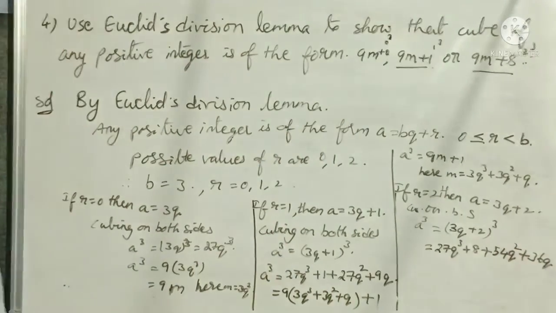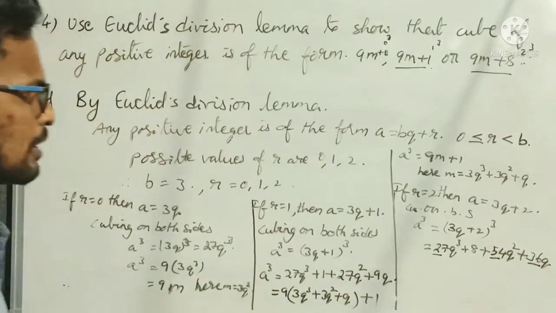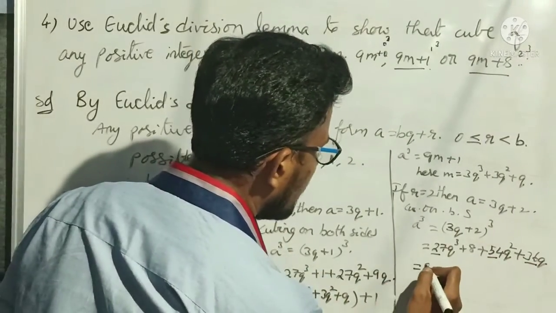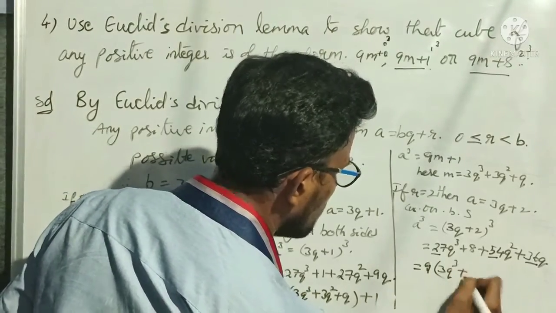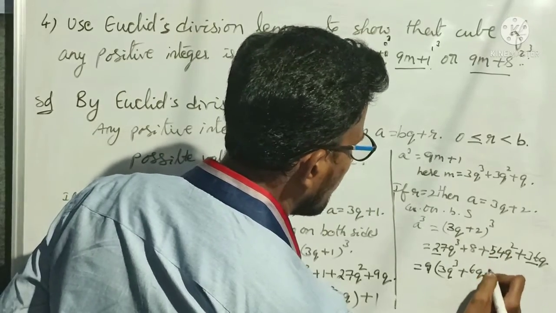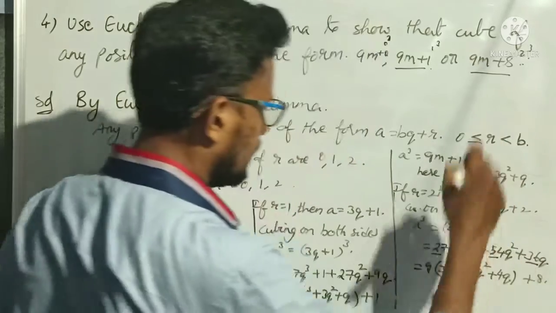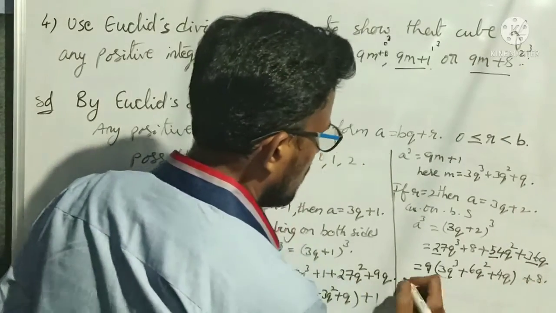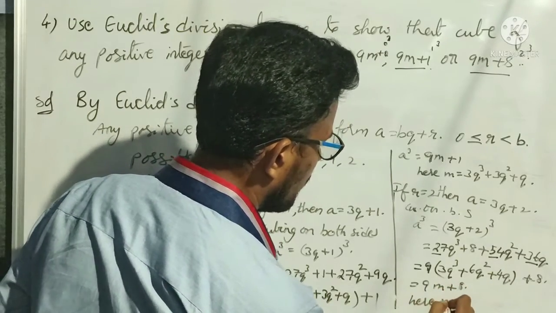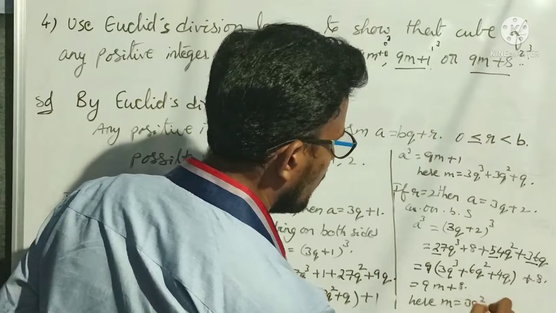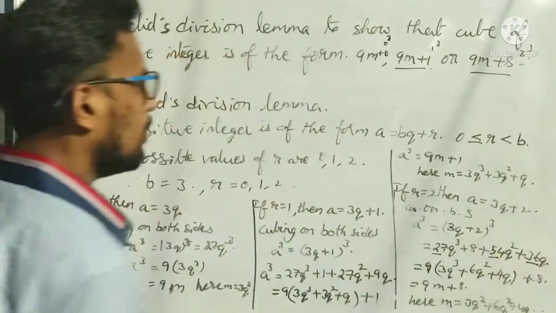Now here also 27, 54, 36 are all multiples of 9, right? So here I can take 9 common in the 3 numbers: 9 table 27, 3 times, 3q cube; 9 table 54, 6 times, 6q square; 36, 4 times, 4q; plus 8. Why? Because 8 is not possible in 9 table. So that is equal to 9m plus 8. Here m is equal to 3q cube plus 6q square plus 4q.